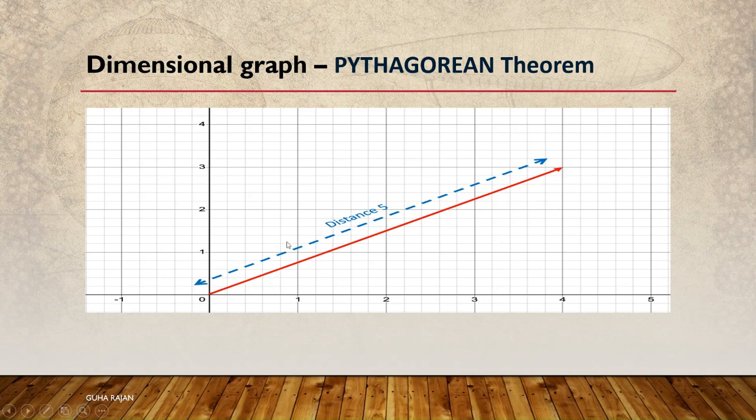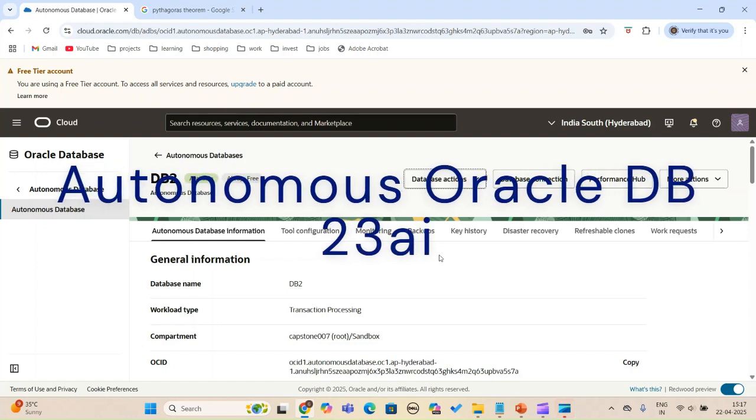It's actually the Pythagorean theorem, because it's a triangle. You have a point over here, the first point at 0, 0, and the second point is 4, 3 over here. And then what is the distance? The distance is, of course, by the Pythagorean theorem. So how do we find the distance? Just with a select statement. That's important, just a select statement. How is it possible? That's what is possible with 23 AI itself. We'll see that in a demonstration.